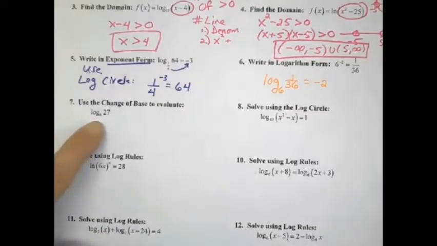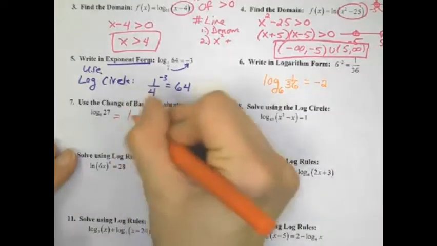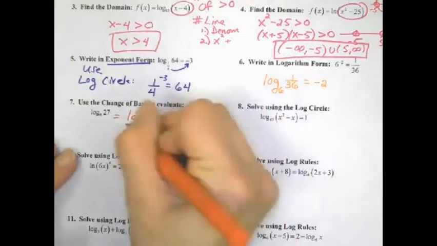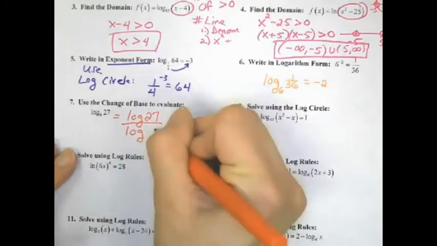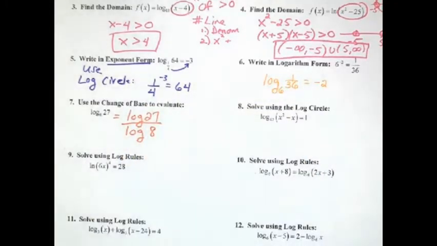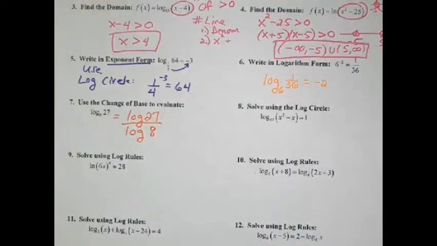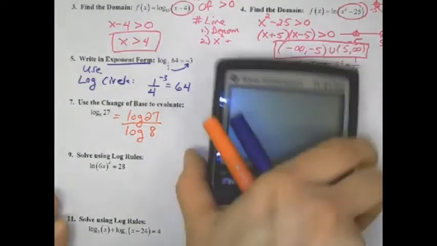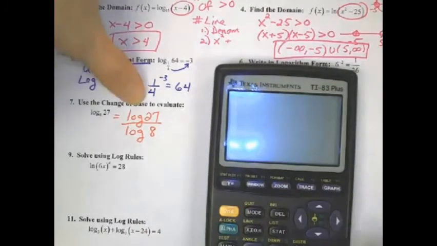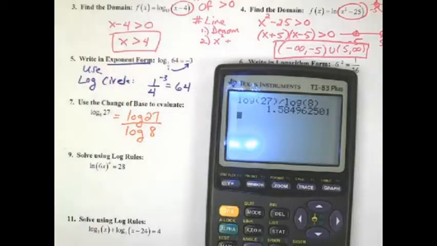Using the change of base to evaluate, I don't have a log base 8 button on my calculator, so what I will have to do is log of 27 divide by log of 8. I'm going to choose the common log with a base of 10, but you could also choose the natural log with a base of e. Does not matter. The calculator answer will be the same. So log of 27, close the parentheses, divided by log of 8, and the answer is 1.58.